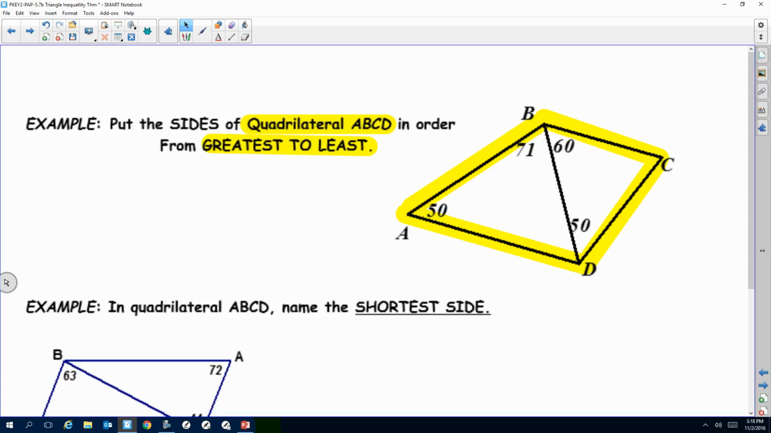DB is diagonal, and we see these two triangles. I'm just going to go ahead and label. The left triangle is going to be my triangle 1. Okay? The right triangle is going to be my triangle 2.